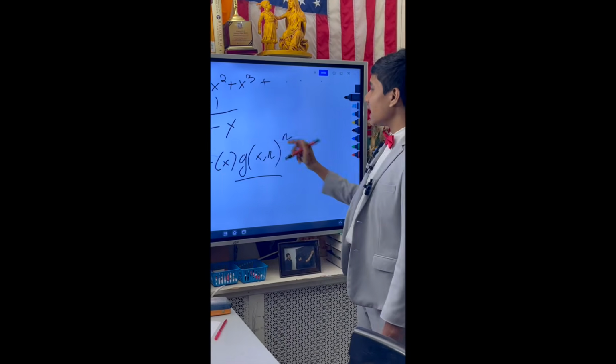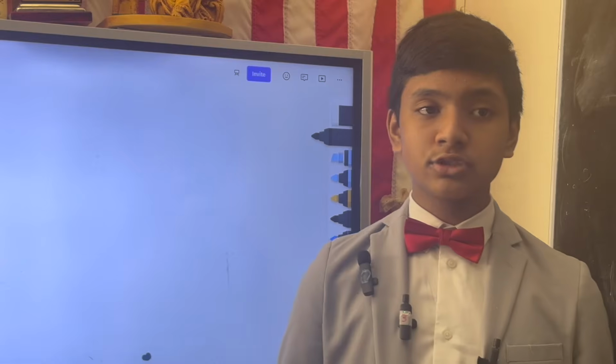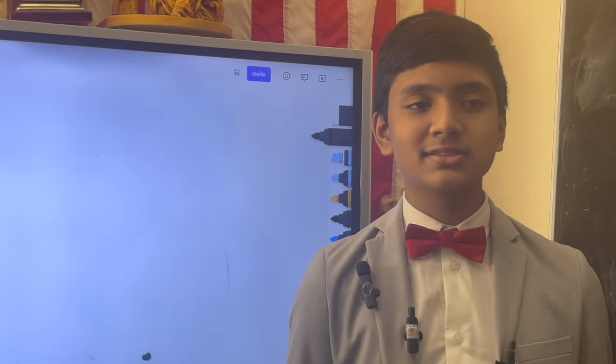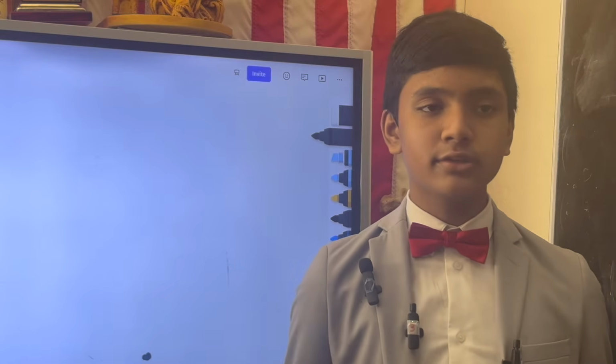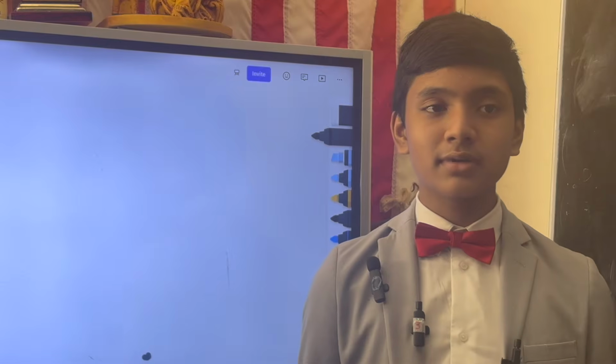What are hypergeometric functions? 1 over 1 minus x is the simplest example of a hypergeometric function. They're so far away from trigonometric functions and hyperbolic functions that they seem totally unusable, right? So what are they good for? Why do we use them? Well, that's what we'll be talking about today.